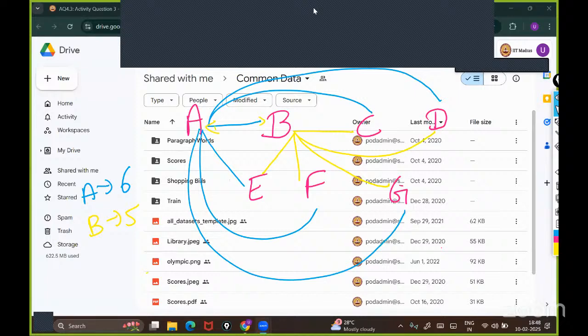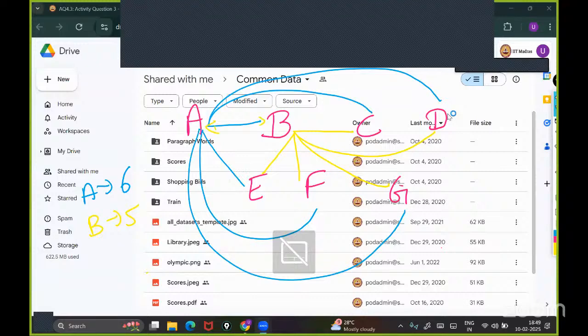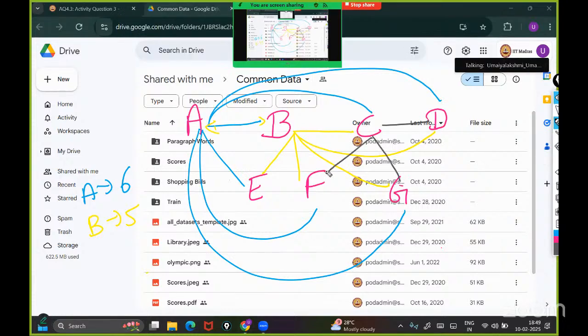Okay, so similarly, I have to map C. Do I have to map C with A or B? C has to be mapped with D, E, F, G. Do I have to map C with A or B? No, A is already mapped with C, right? And B is also already mapped with C. So now C requires only 4 connections. Isn't it? Yes, ma'am.